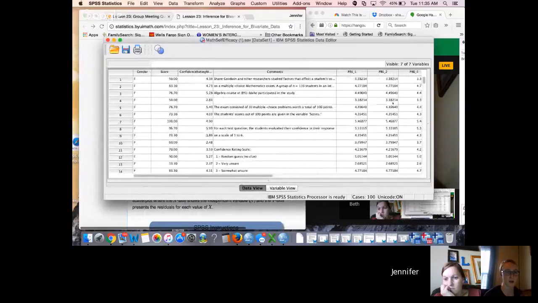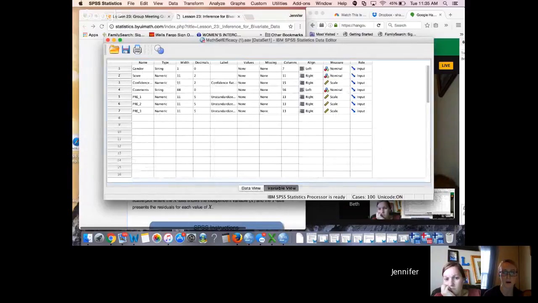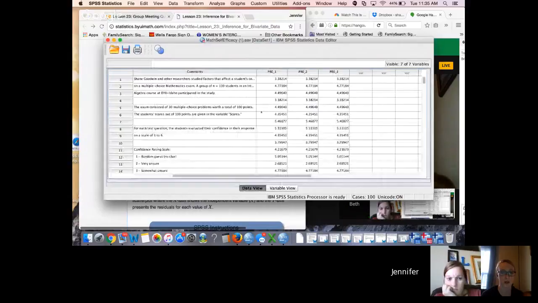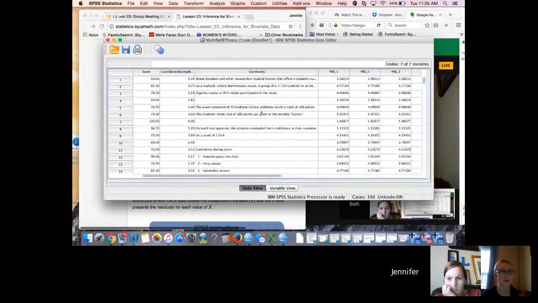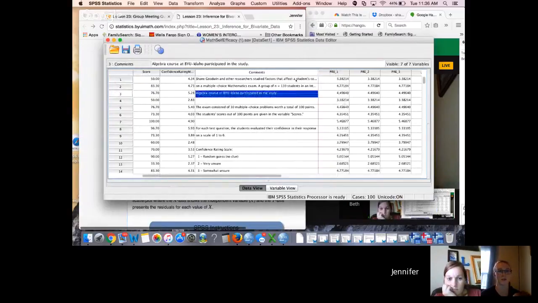I have pre 1, 2, 3. I have residual, hold on just a second, I gotta make my box bigger. I have residual 1, residual 2, and residual 3. Mine say pre 1, pre 2, pre 3. Is that what it is? No, mine says residual 1, residual 2, residual 3, and residual 4.